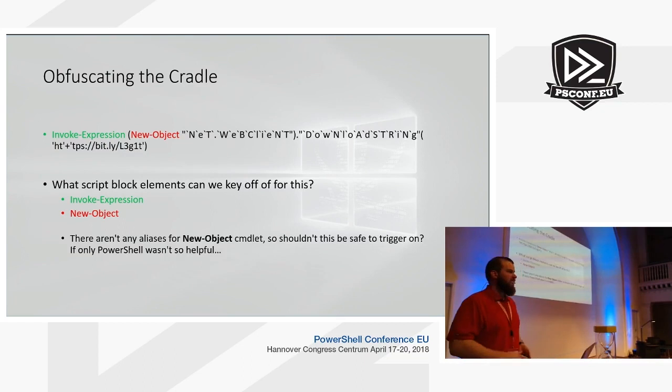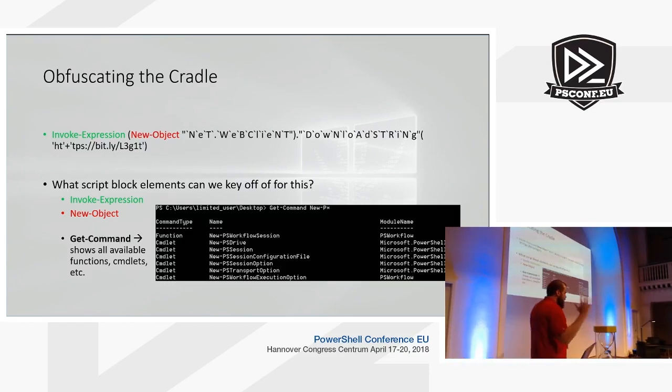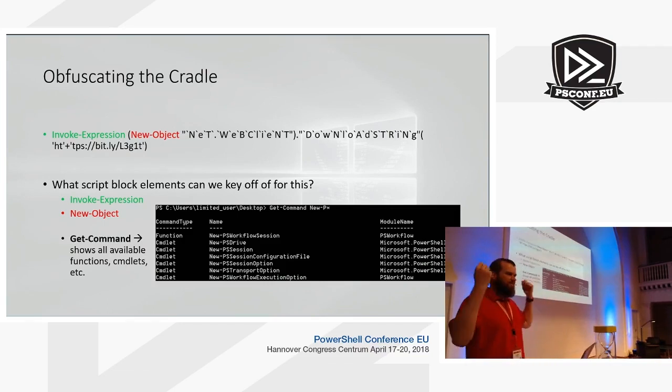The good thing is that New-Object doesn't have any aliases, so I thought, sweet, this is going to be a really good detection. Not so fast. PowerShell is really helpful. Since there are so many commandlets and functions and aliases, you can just say, hey, Get-Command, let me see what I have. And you could say, I know that there's this commandlet that's New-P something. So I can just say Get-Command New-P*, and it shows me all the matching commandlets.